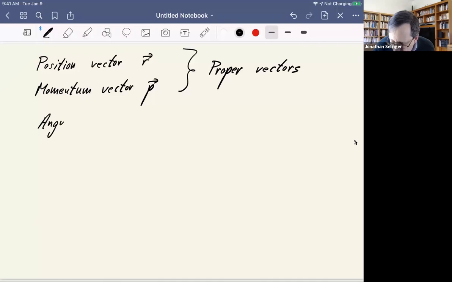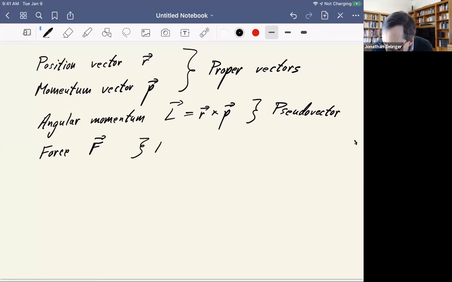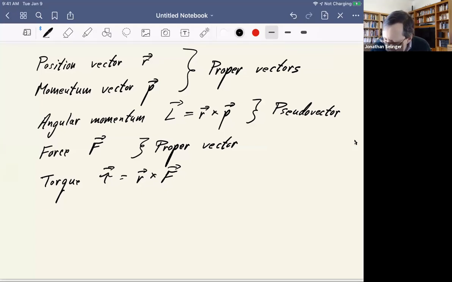On the other hand, if you look at the angular momentum, you remember from classical mechanics, angular momentum is defined as r cross p, okay? There's a cross product there. There's an odd number of cross products there. That makes it a pseudo vector. For another example, the force is a proper vector, but the torque, tau, is r cross F. That is a pseudo vector.